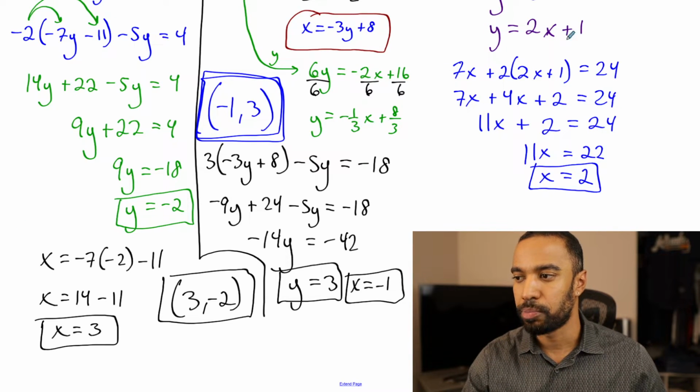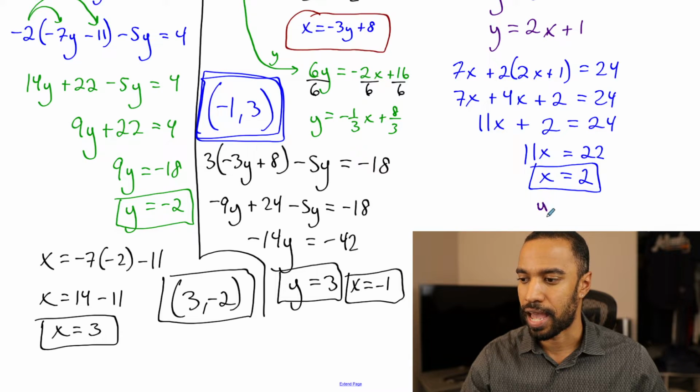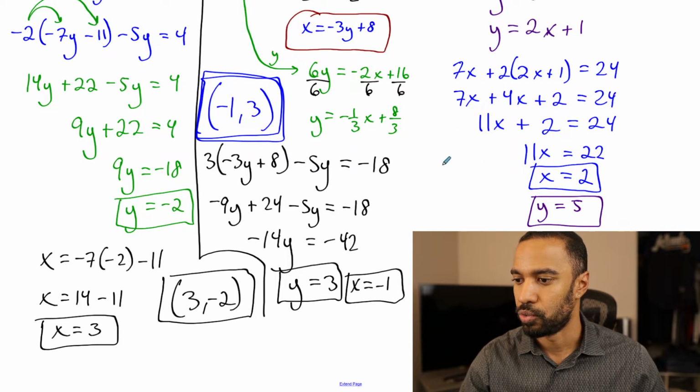Y equals 2x plus 1. If x is 2, well, 2 times 2 plus 1 is 5. So I'm going to get y equals 5 as the other guy. So y equals 5, and of course the ordered pair would then be 2, 5.